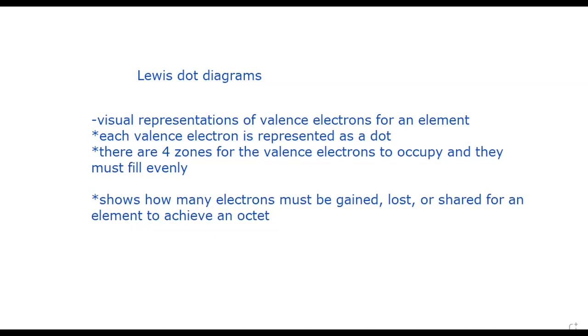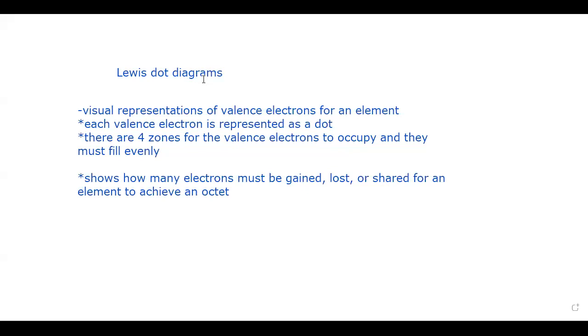And so let's just take a look at an example here. If I'm looking at, let's pick on phosphorus. Phosphorus is in group 15, has 5 valence electrons. So I would put those 5 electrons, 1, 2, 3, 4, 5.